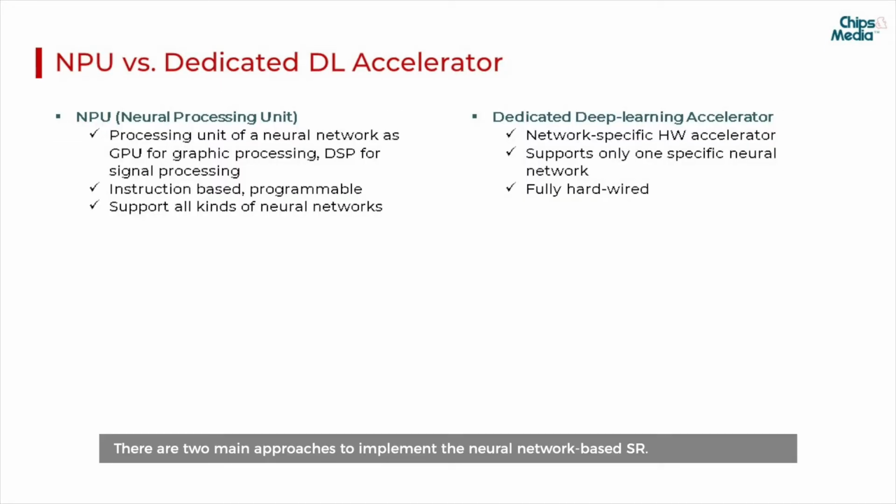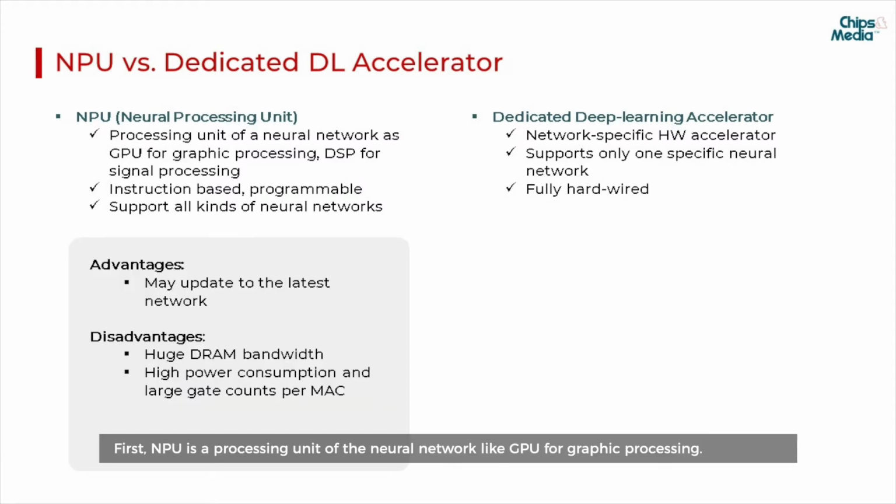There are two main approaches to implement the neural network-based SR. One is NPU, Neural Processing Unit, and the other is a dedicated deep learning accelerator. Let's find out what the differences between NPU and dedicated deep learning accelerator are.